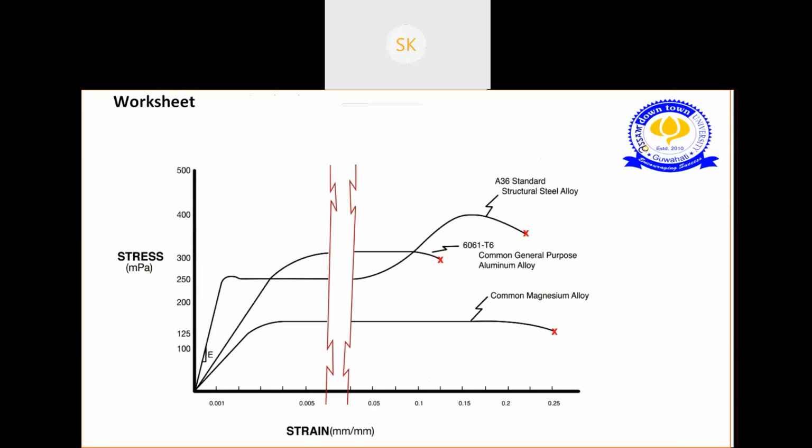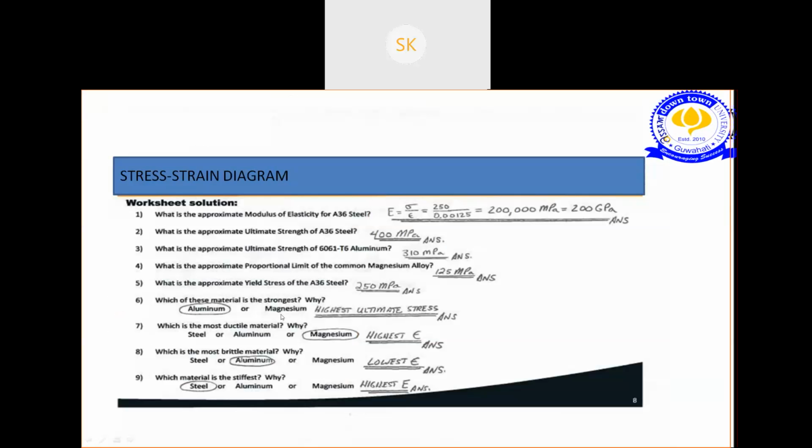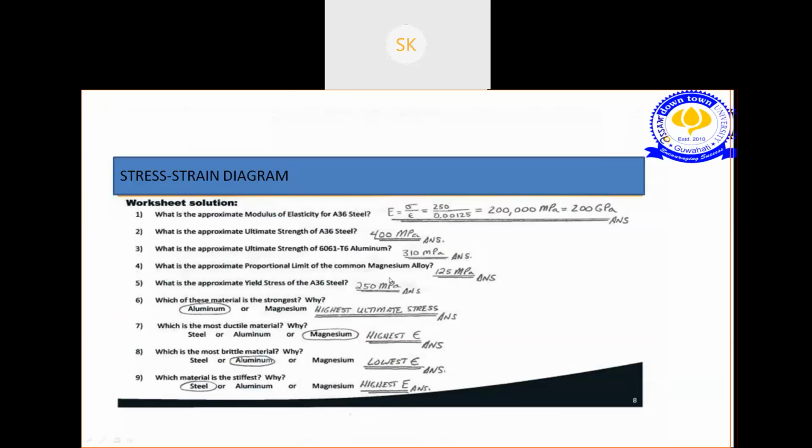Which will be the strongest? Tell me from the graph. Aluminium. You have seen the answer, right? Aluminium. Why? Because it has more area than magnesium. Okay, this part. Then you have to find which one is ductile.